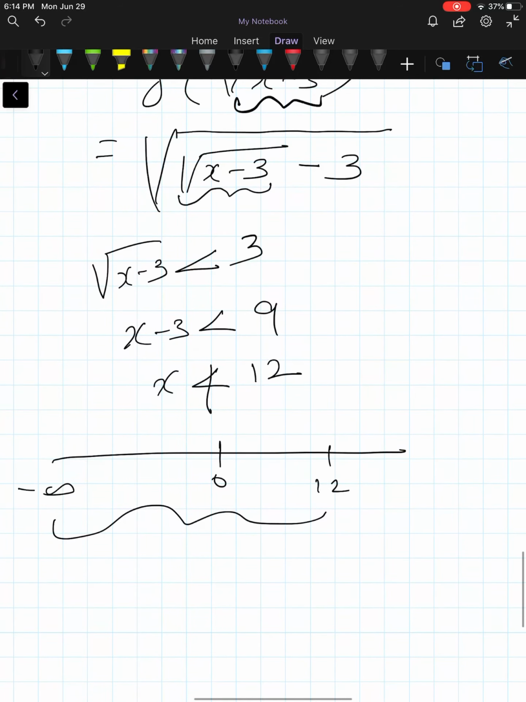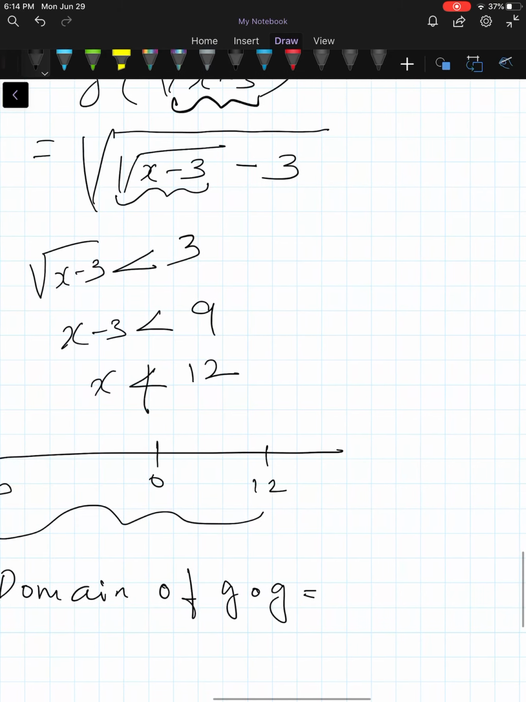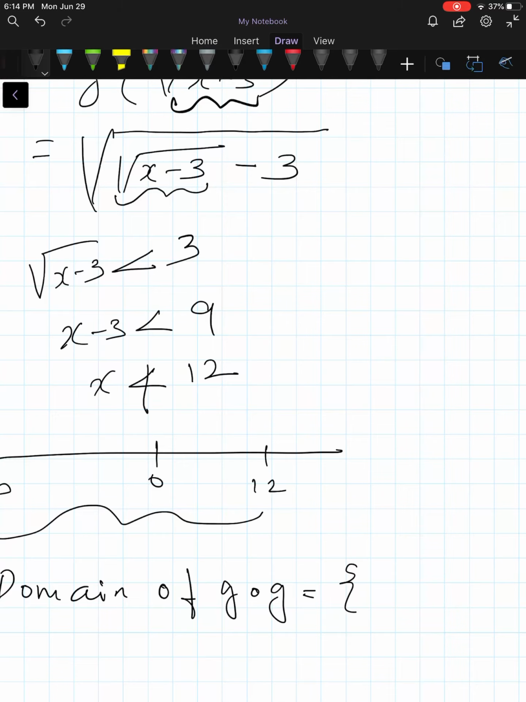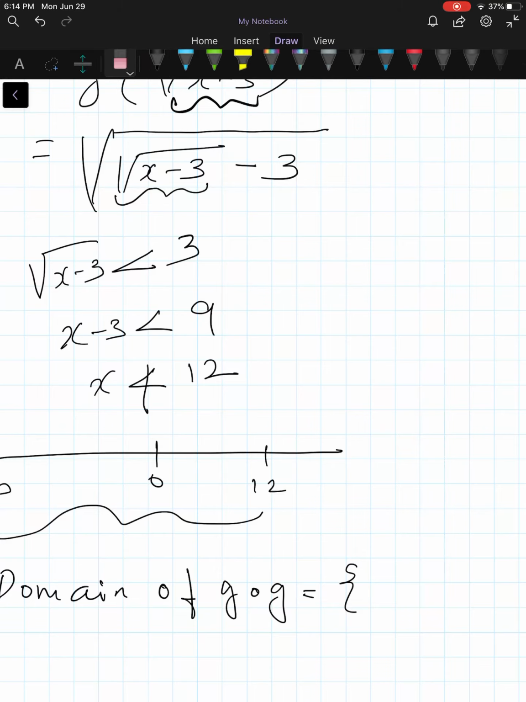Yes. So the domain of g composed g is nothing but the closed interval 12 to infinity.